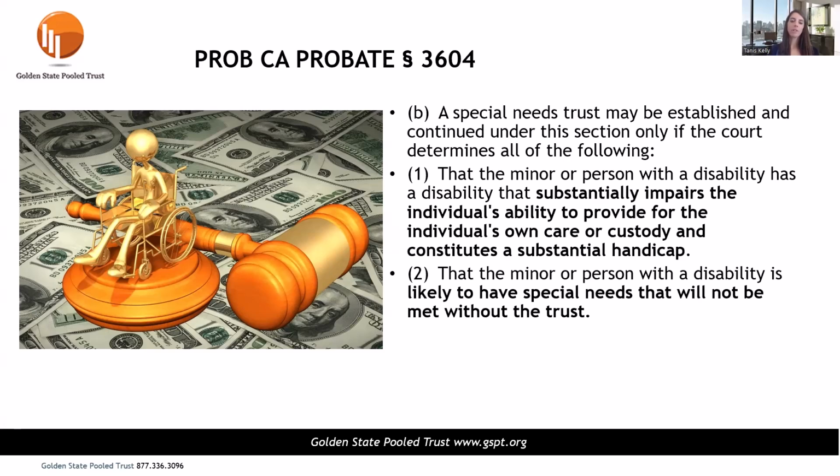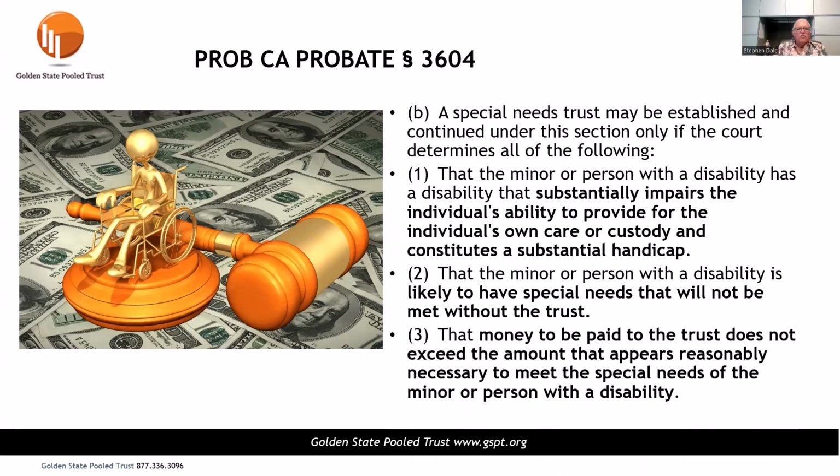So, typically we're looking at that life care plan to substantiate the fact that they need both their resources and public resources. Then the last one here is that the money paid to the trust does not exceed the amount that appears reasonably necessary to meet the special needs of the minor or the person with a disability. There is so much conjecture in that. We've rarely been shot down for this. You go back to the settlement plan, probably will help.